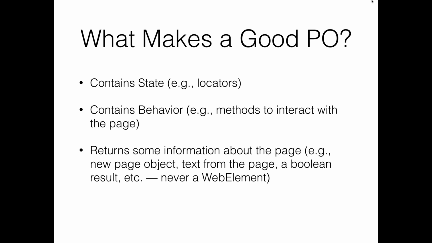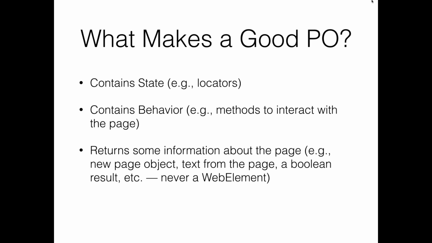Or, and the more common approach, is to actually return a new page object. In the example of login, if you actually log in, it should take you to a secure account page. If that were the case, you could have another page object for the secure account page. And then, as the closing act of the login page object, it would create a new instance of the secure account page and return that. The test would then be able to interact with the behavior on the secure account page.